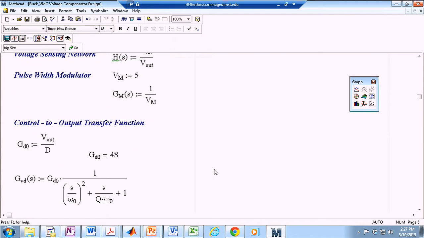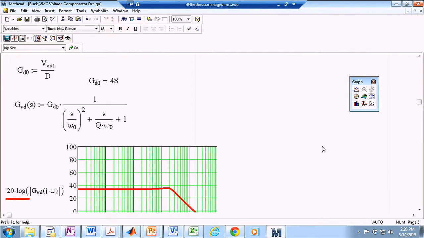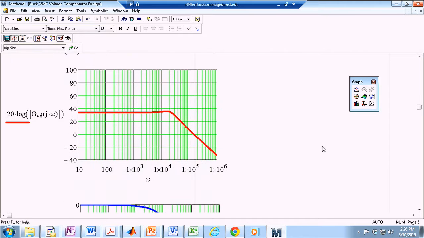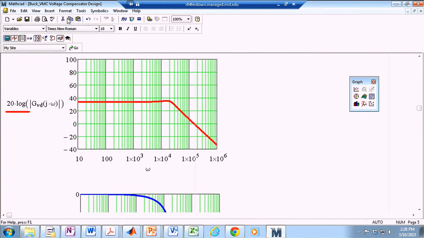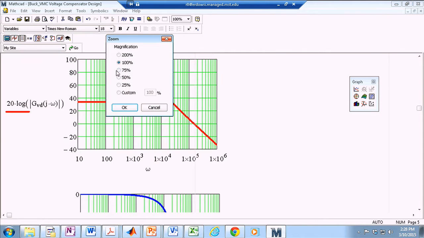So first we are looking at the control to output transfer function, which is G sub VD. That's part of our loop gain. So it has a DC component, according to that table, is Vin or Vout over D, and it is 48. And then it has a second order behavior. So it is something like this. Now I have to make it a little bit smaller so you can see both Bode plots at the same time on the screen.